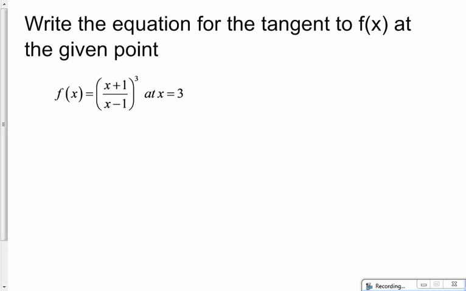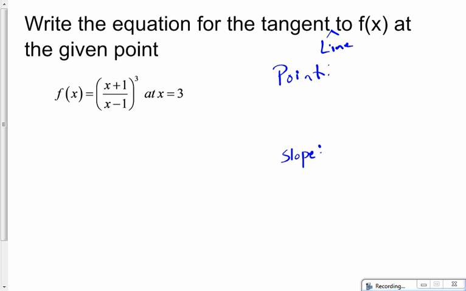I left a word out. What is a tangent? Tangent's a line, so I put that word in here. We don't need it, but you can impose it on that sentence because it's not always going to say tangent line. What do we need in order to write the equation for a line? A point and a slope.